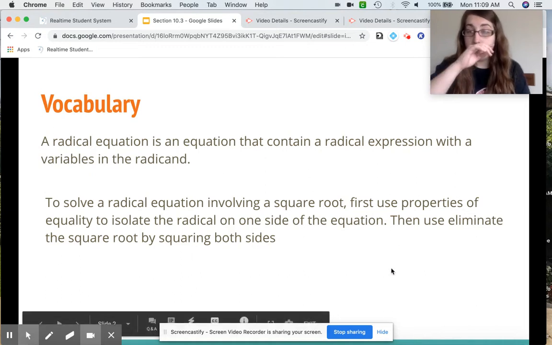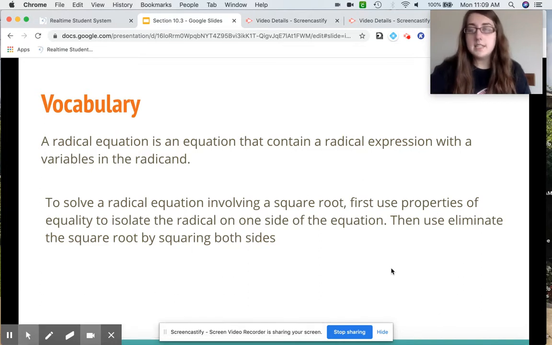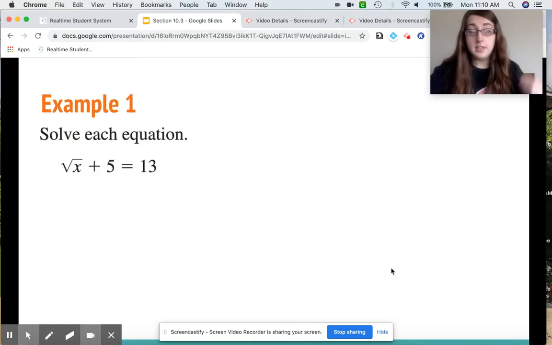And what we're going to do is go through a bunch of different examples, and the way that you would solve a square root is the same way you would solve a cube root. So you're using properties to isolate the radical on one side of the equation, and then from there, if it's a square root, you're going to square both sides to eliminate the radical. If it's a cube root, you're going to cube both sides to eliminate the radical.